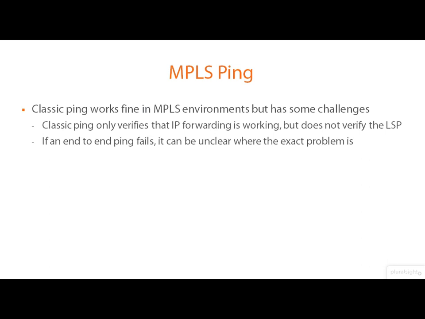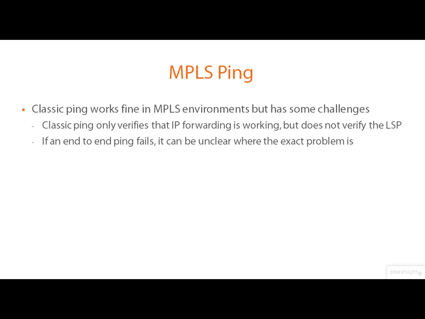The reason is that if for whatever reason the LSP breaks, the router can fall back to the IP routing table if it doesn't have label information to forward the traffic. So even though the MPLS side of the network could be broken, it could fall back to that IP routing and still make the ping successful, which is a little bit deceiving.